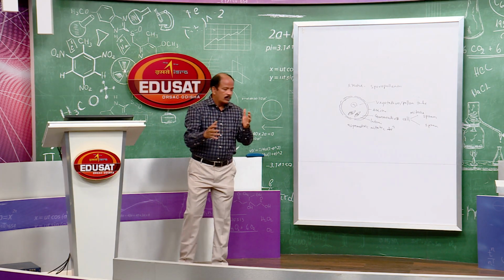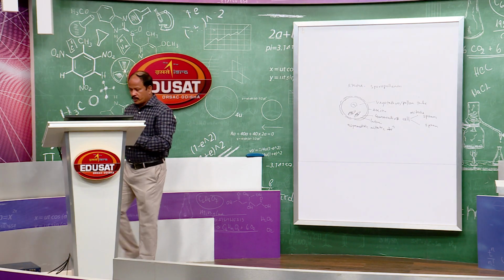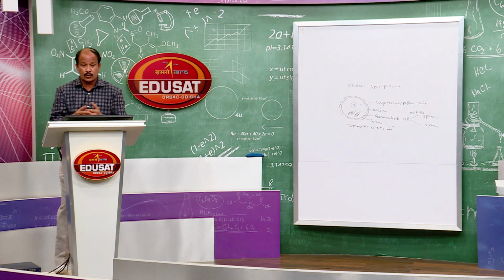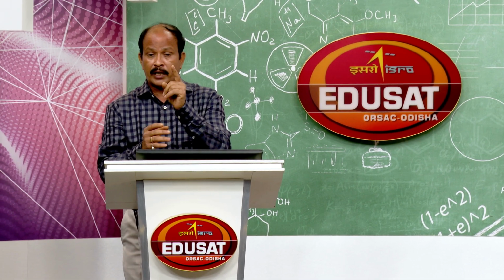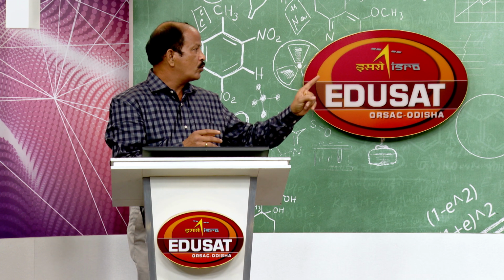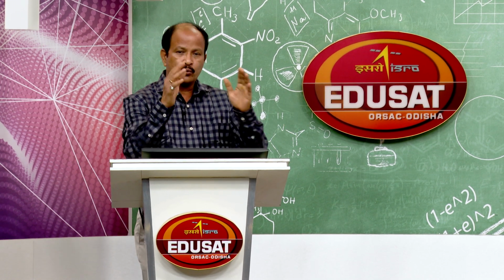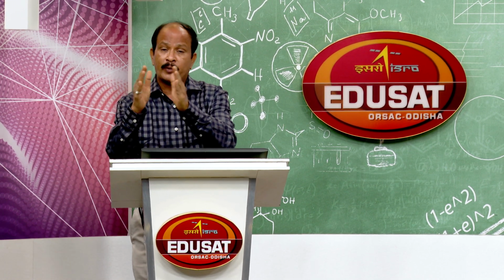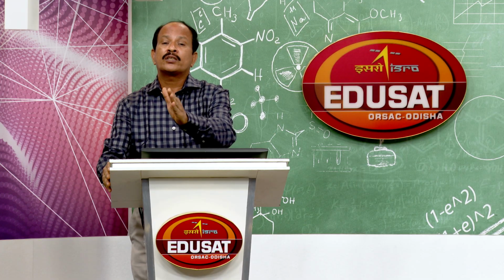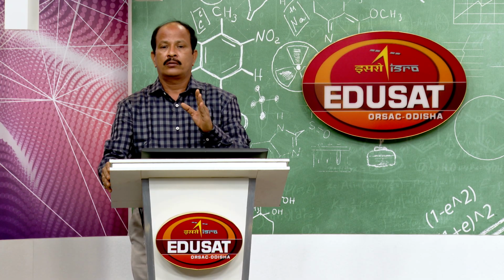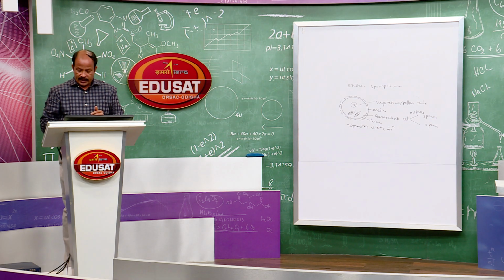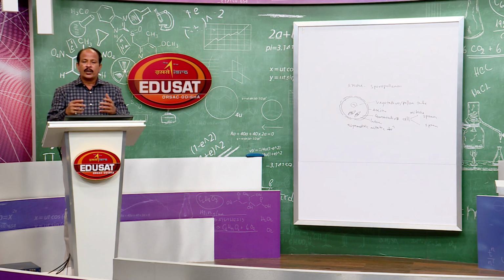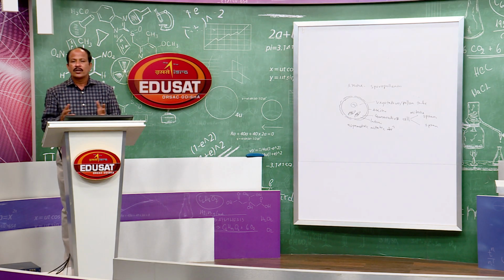Now, the generative cell, as the name suggests, produces the sperm by mitosis. It may be taken note that prior to division of the generative cell into 2 sperm cells by means of mitosis, it undergoes DNA replication. So, the generative cell nucleus undergoes DNA replication before the cell divides. Now, finally, 2 celled pollens and 3 celled pollens we can get.